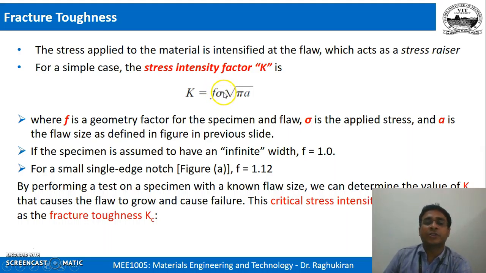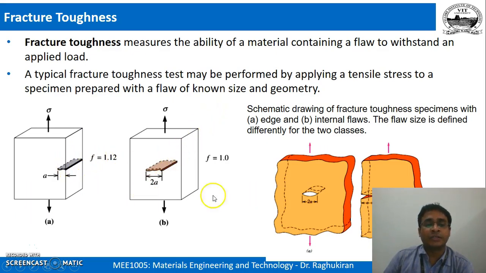Okay, the stress that you have applied, and of course A is nothing but the size of the notch or the size of the flap. Okay, and you will be getting the stress intensity factor. That means locally how much stress it is experiencing at the flap, because that we call stress riser. The stress concentration at the corner of this will be much more than what you actually apply here.